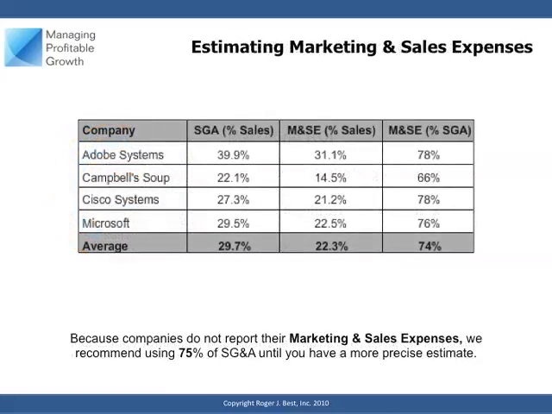Many of you will not know your exact marketing and sales expenses. Companies often do not report this as a separate expense. If you do not know your marketing and sales expenses, we recommend using 75% of SG&A as a way to get started. This estimate can be revised later.